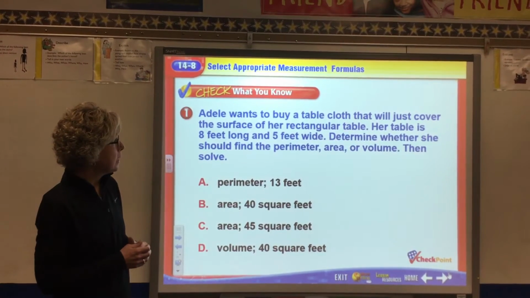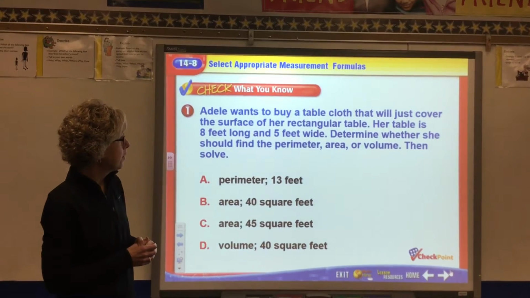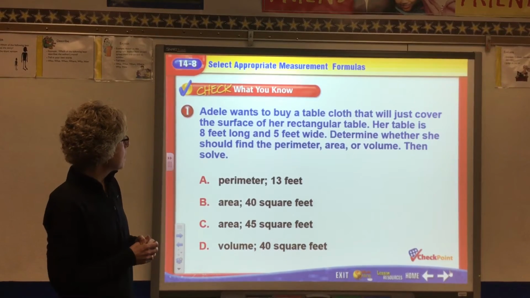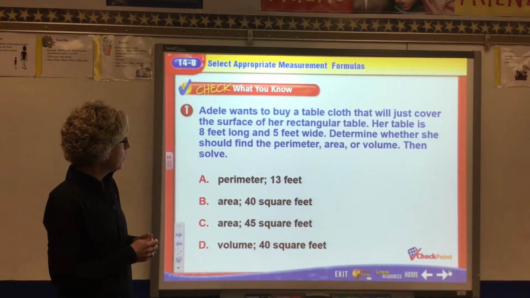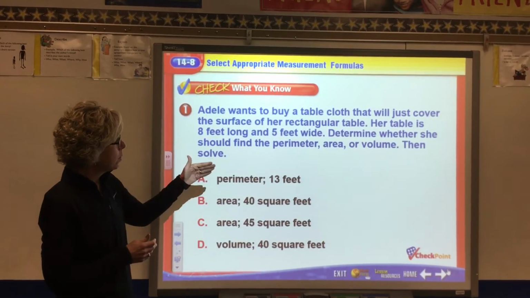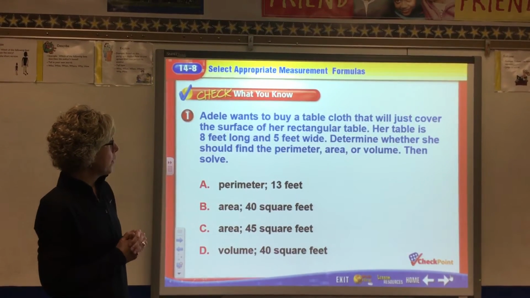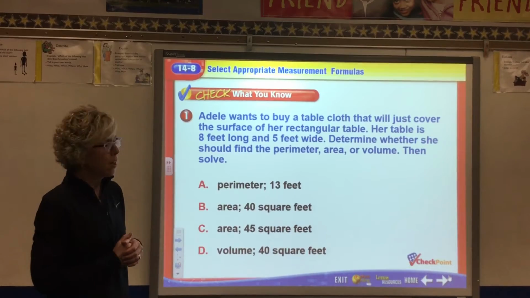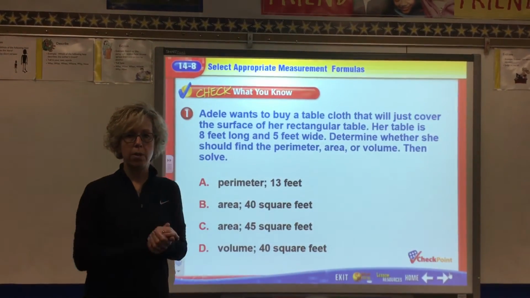Adele wants to buy a tablecloth that will just cover the surface of her rectangular table. Her table is 8 feet long and 5 feet wide. Determine whether she should find the perimeter, area, or volume, and then solve. Well, let's think about that. A tablecloth covering a table. You want to cover that surface, correct?